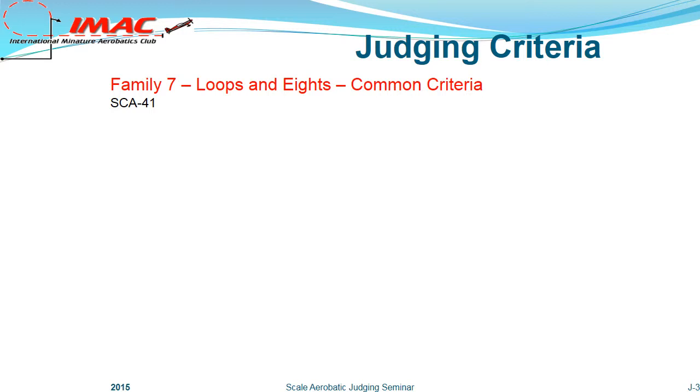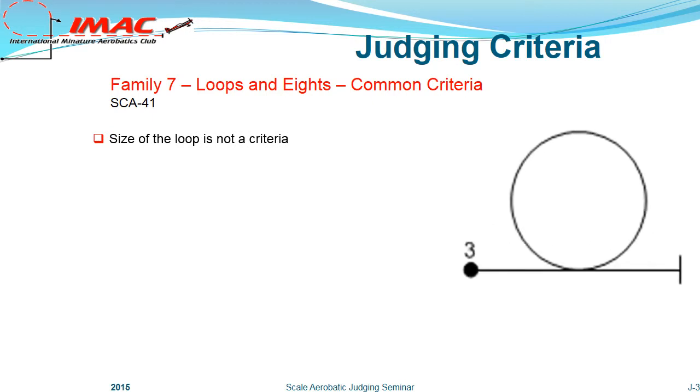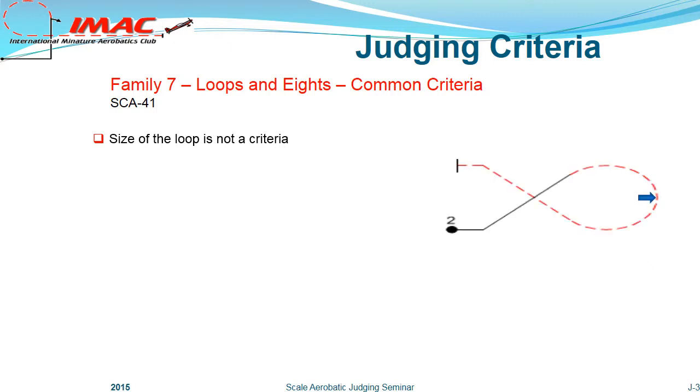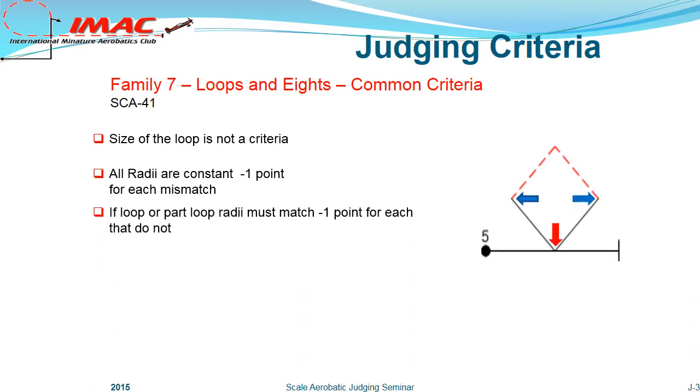Let's look at some general criteria that apply to all Family 7 figures. The size of the loop, large or small, as chosen by the pilot, is not a judging criteria. The radii of all loops, partial or whole, must be constant. When a radius change is observed, a 1-point deduction is applied. In figures where loop size or radii are required to be the same and they are not, a 1-point deduction per mismatch is applied. Here, the standard is shown by the red arrow and mismatches by blue arrows.